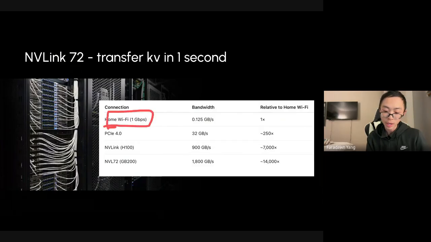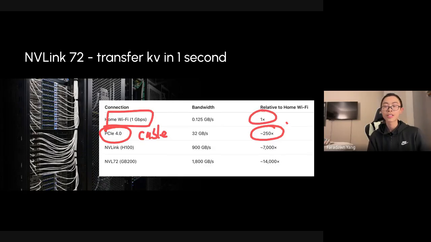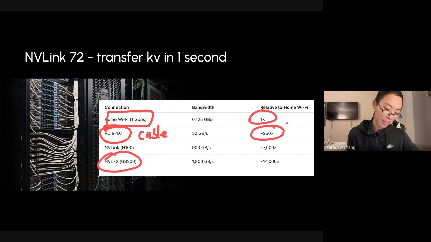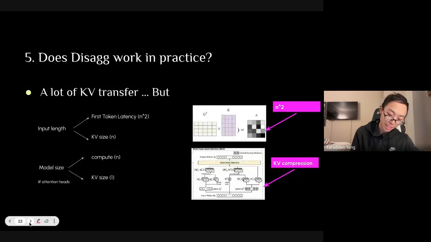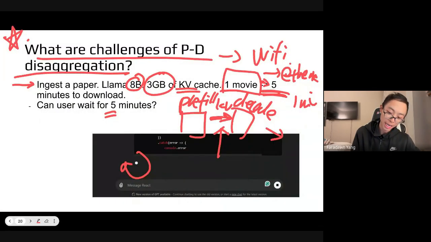So the home Wi-Fi is 1 gigabyte. PCIe means the cable Ethernet. It's 200 times faster than Wi-Fi, but it's still slow for the KV transfer. Therefore, the only solution right now is to use NVLink. It gives you 14K improvement over the Wi-Fi baseline. And only with this can you transfer the KV cache from prefill to decode sufficiently.